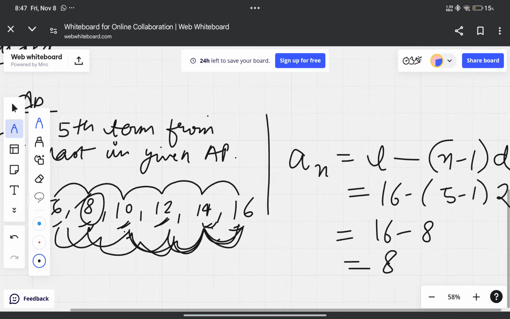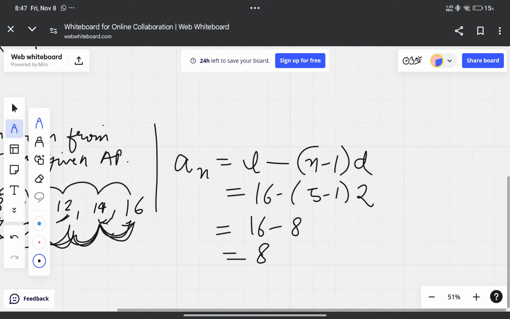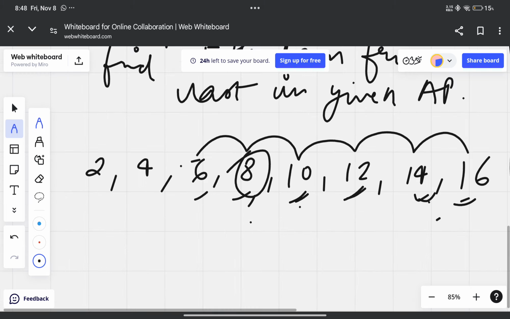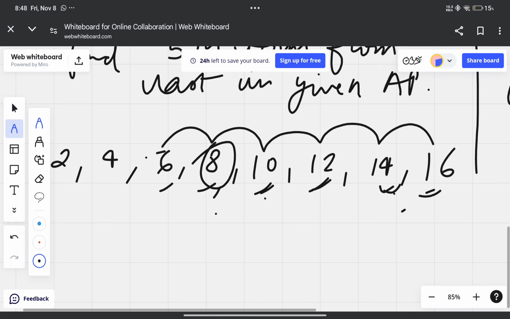But if you apply the formula, then you would understand that 8 is your answer, which means 8 should be the answer. So what is the mistake that we are doing here? One mistake which we are doing here is when we are subtracting. See, this is which term? This is the eighth term. If you count from here, 1 2 3 4 5 6 7 8. So this is the eighth term that you get.